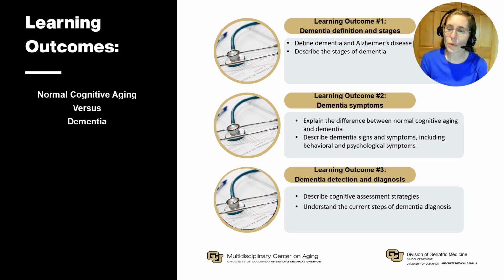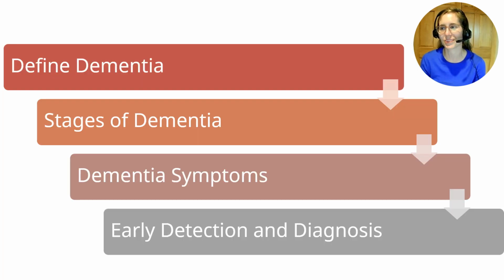And finally, we will go over dementia detection and diagnosis, including describing cognitive assessment strategies and understanding the current steps of dementia diagnosis. I know this seems like a lot of content. It is, but I really hope that I presented it in such a way that it's applicable to anyone who's working with older adult populations, so that you can have some really key practical takeaways.